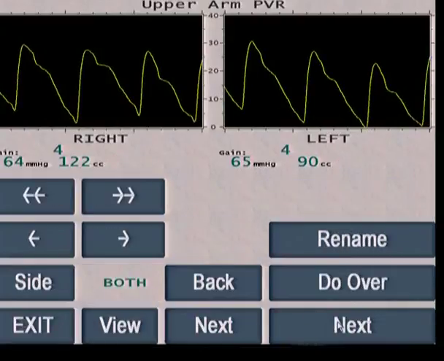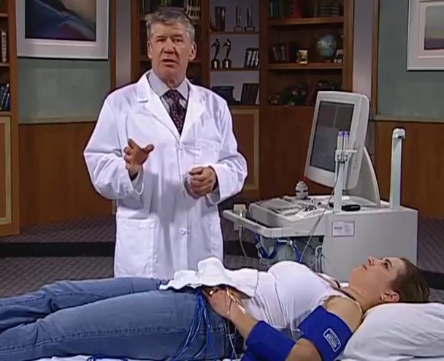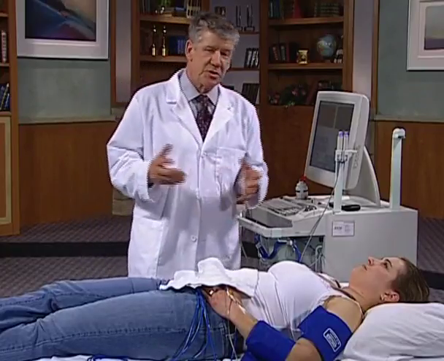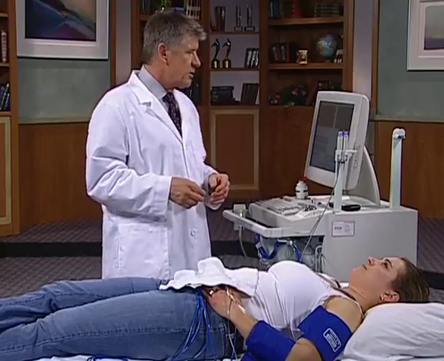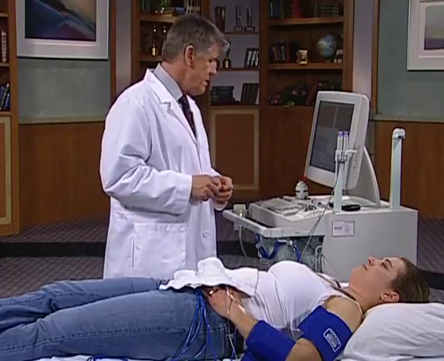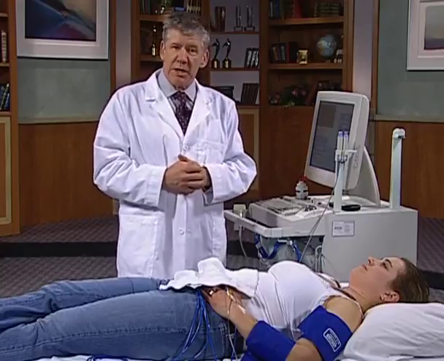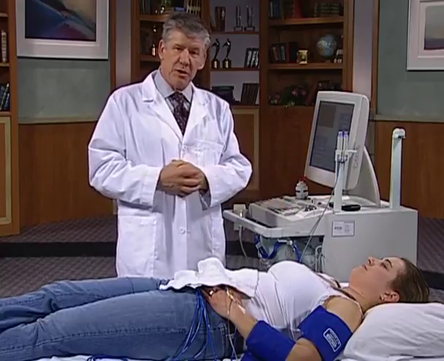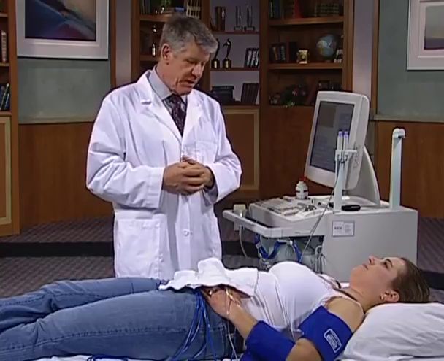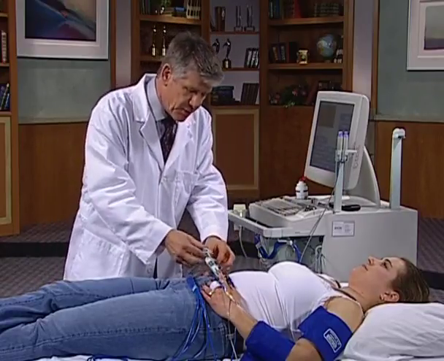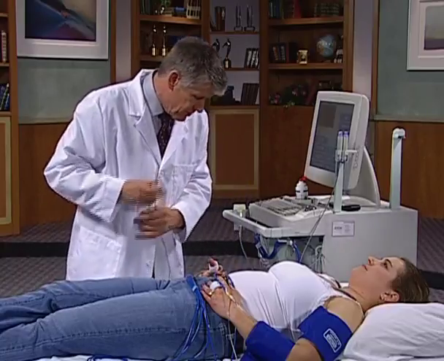Just a point on pulse volume recordings, the patient should not be talking during this exam, and you shouldn't be leaning against the bed because this can introduce some motion artifact. The PVRs are very sensitive to any type of motion. Okay, we're going to go on to our brachial pressures. We've now acquired PVRs and PPGs from the index fingers. We'll go on to acquire, starting out on the right brachial artery.